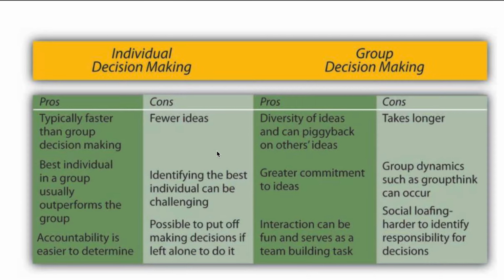There is a difference between individual decision making and group decision making. Both have pros and cons. Individual decision making is faster than group decision making. Accountability is easier to determine: one person is accountable here, while in the other, a group of people is accountable.